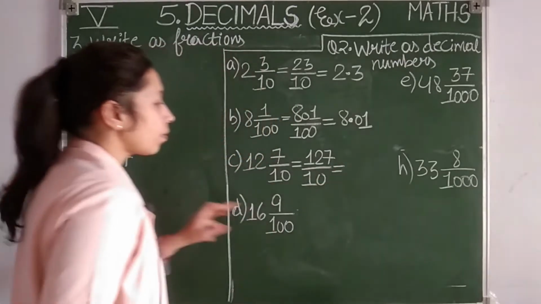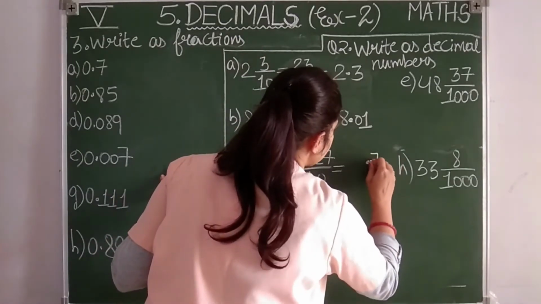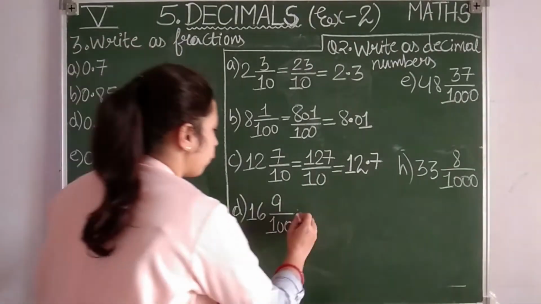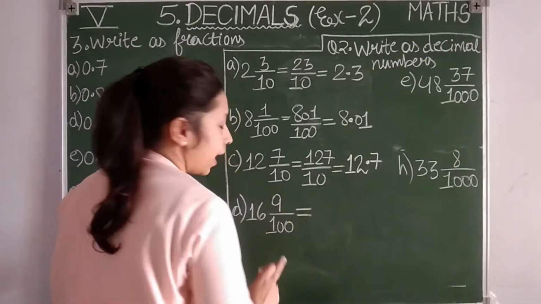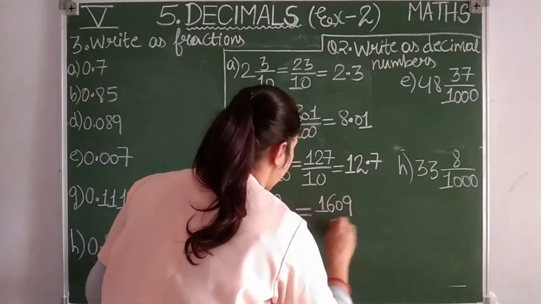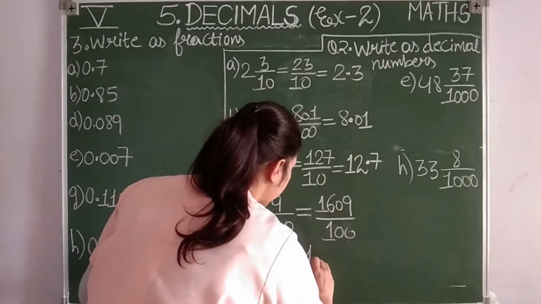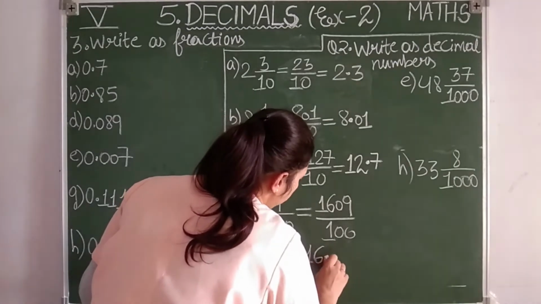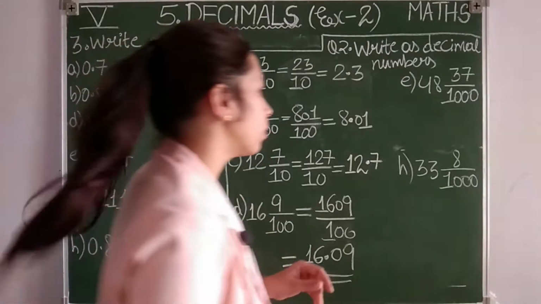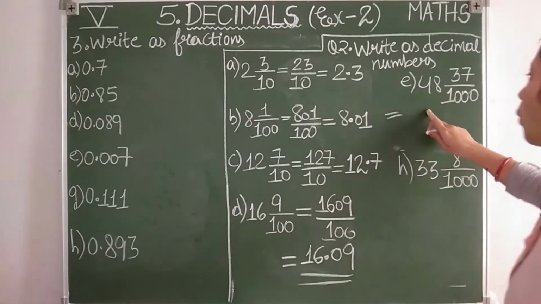So now the tenths digit we have to take. Okay, so after point only 1 digit, and the whole number. So 12.7. Now for this 16 into 100, 1600. 1600 plus 9, we will get 1609 upon 100. Again hundredths place means point will come before 2 digits. See, we have solved this. Okay, now let us see part E. Again 1000 into 48, 48,000.